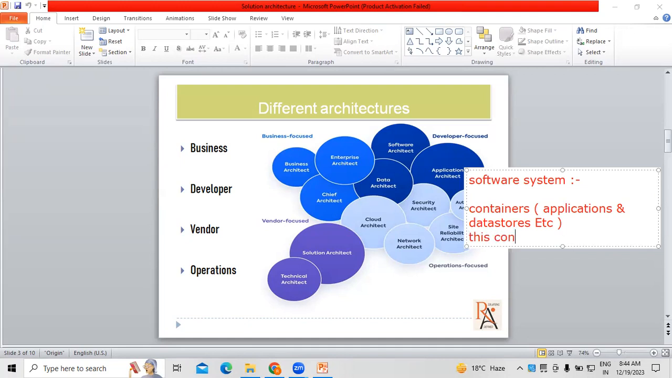So this container contains components. Container components. These components can be one or multiple, depending on the services whatever we are offering. So it depends on the number of components we are implementing to develop the project.